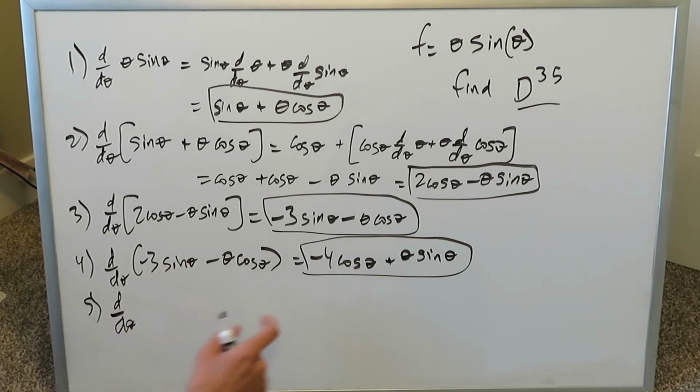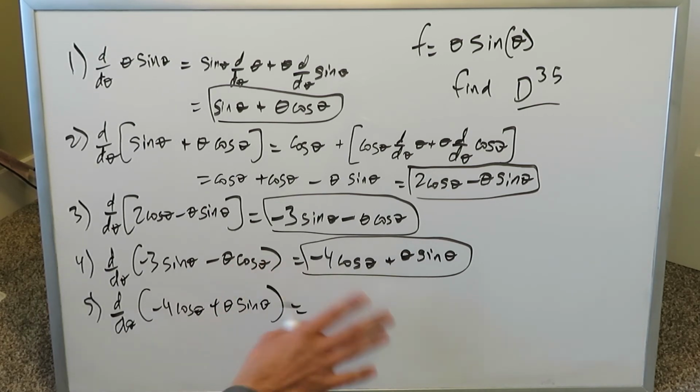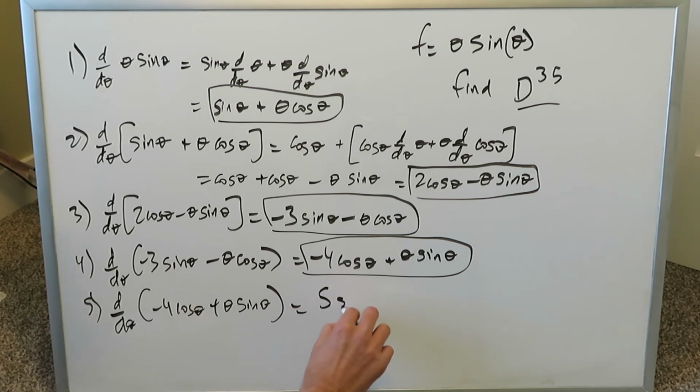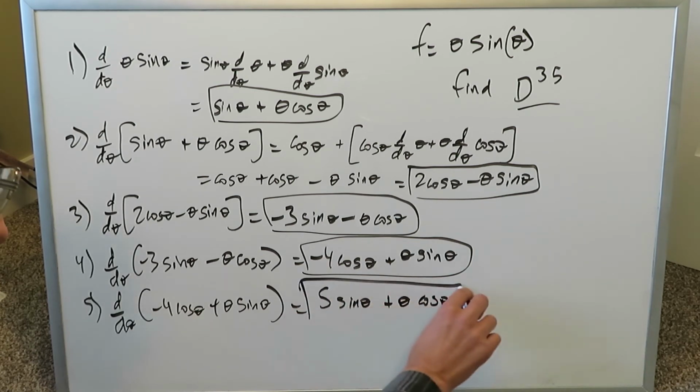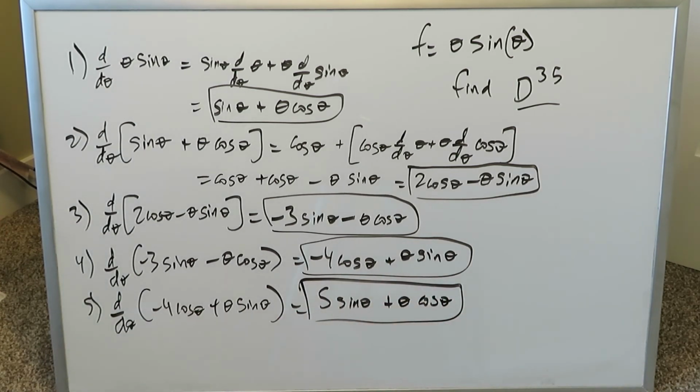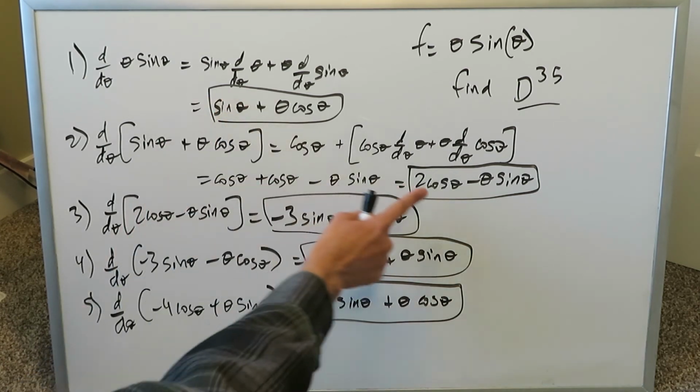And that outcome will serve as the input of this next round, minus 4 cosine theta plus theta sine theta. And again, I'll do the work on the side and I'll place the answer for you here on the board. As my outcome for this fifth round, I get this. I get a 5 sine theta plus theta cosine theta, and I believe we have enough information now to extrapolate an answer. I'm seeing several things come through, focusing only on this initial part.